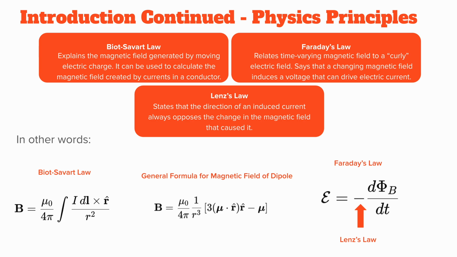The next relevant concept is the field of a bar magnet or dipole. Because of its structure, a bar magnet can be treated as a dipole, and it is a closed circulation of an electric current system. The general formula for the magnetic field of a dipole is shown below.